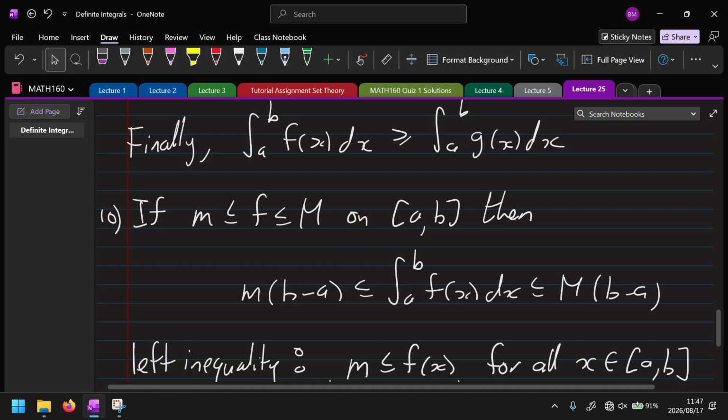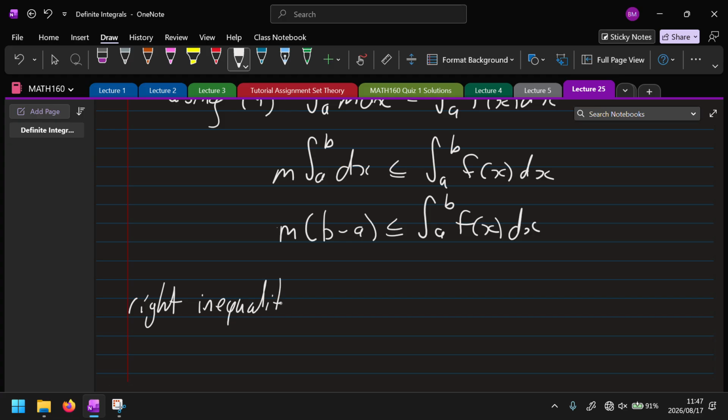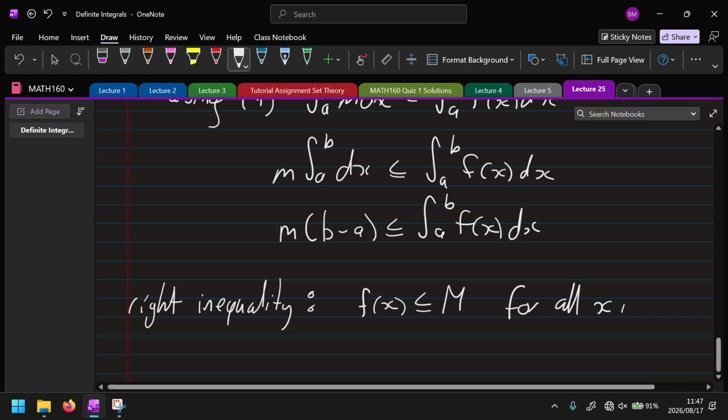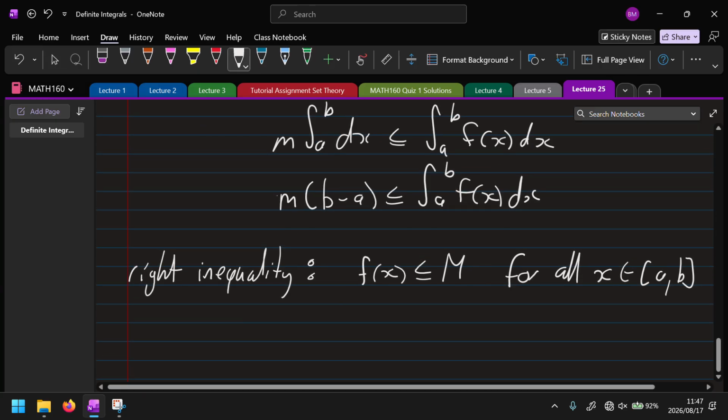Now we're going to do exactly the same thing for the right side. But instead of the little m, it's going to be the capital M. So we're going to have f of x is less than or equal to capital M for all x in [a, b]. Again, M we can just treat as a constant function. So if f is less than M, then the integral of f is less than the integral of M. Again, that was property 9.